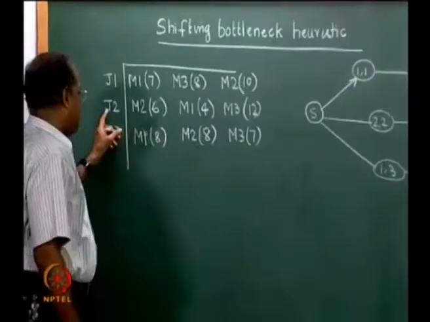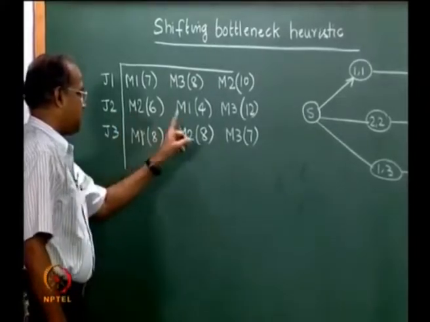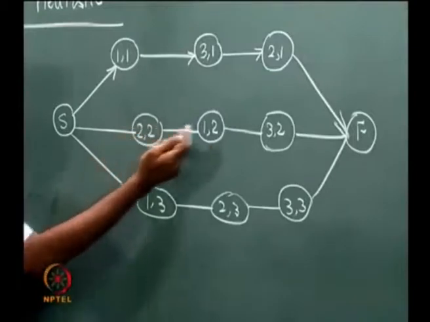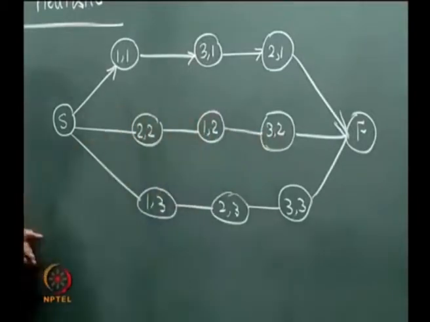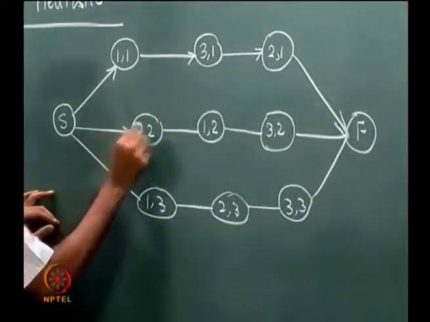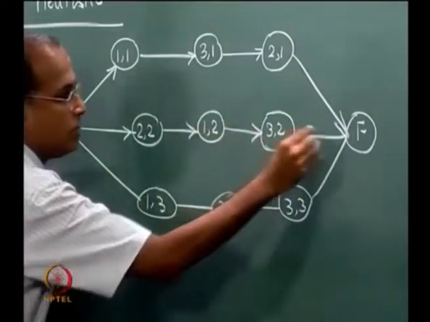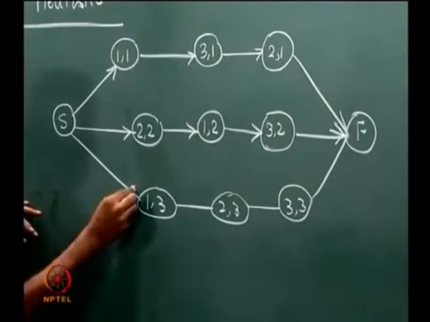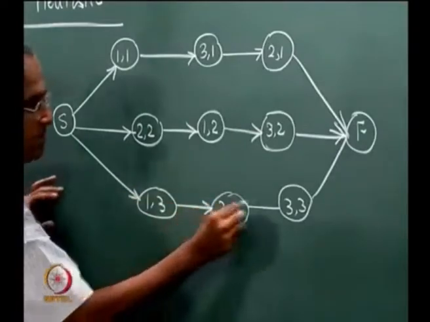Similarly, job 2 first goes to machine 2, machine 1 and machine 3. So job 2 first goes to machine 2, machine 1 and machine 3, and therefore the flow of job 2 will be like this, and similarly for job 3 it will be like this.